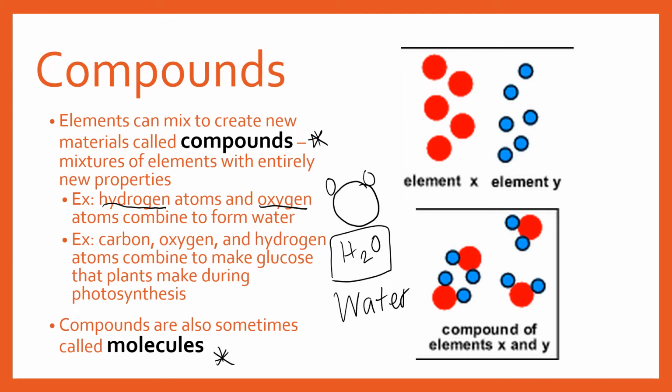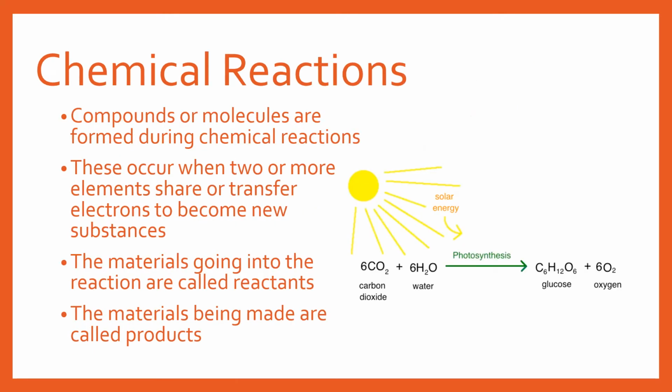Now, another example of a compound. If I take carbon, which is the same thing in the tip of your pencil, the same thing you can find in diamonds, and combine it with oxygen and hydrogen from the air, you can turn that into something called glucose, and that's what plants make during photosynthesis. It's a special sugar that helps them grow. It helps them get all their energy.